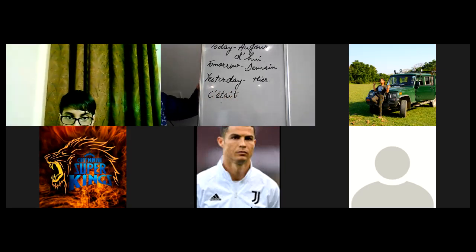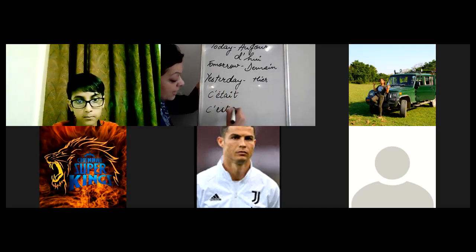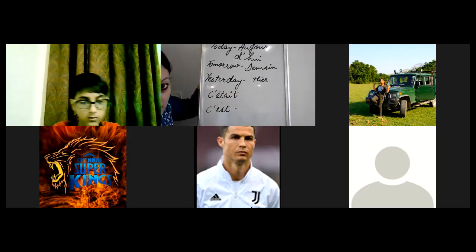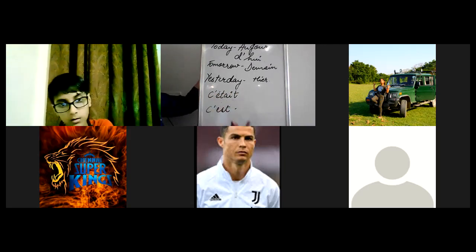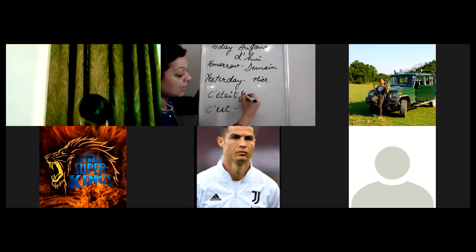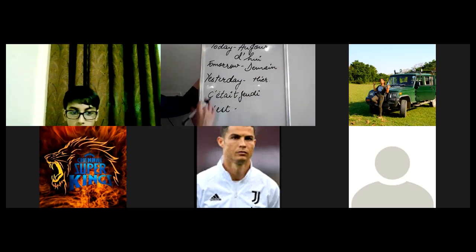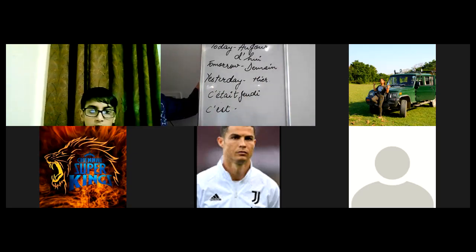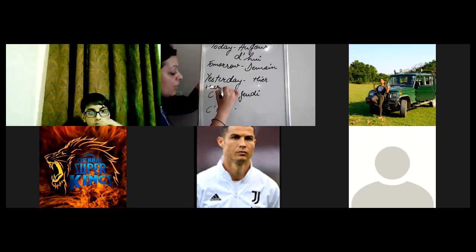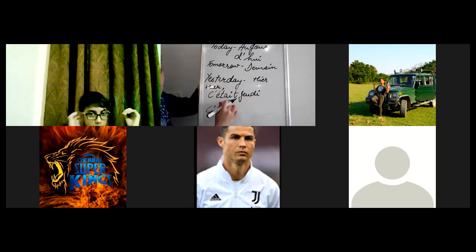C'était. C'était means it was. And c'est means it is. Okay? C'était is what? It was. Now I want to say it was Thursday, yesterday. So, c'était jeudi. It was Thursday. Yes. So let's make the sentence. Hier, yesterday it was Thursday. Hier, c'était jeudi.